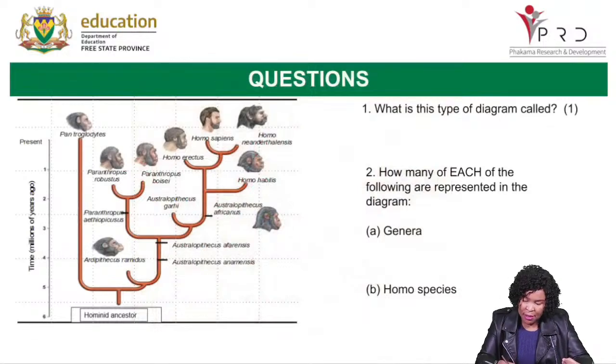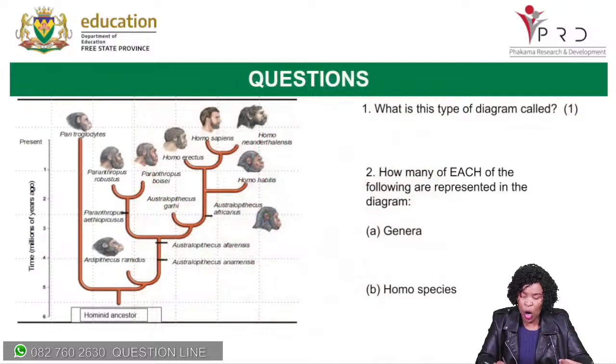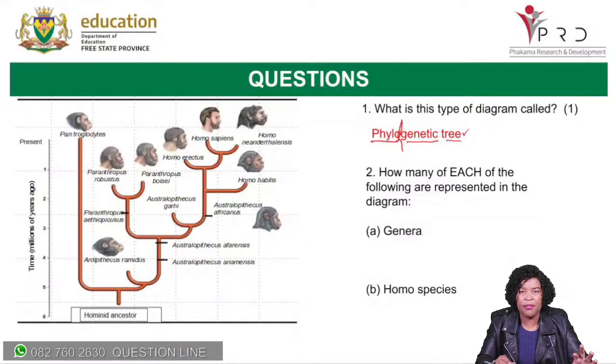Right. Question number 1. What is this type of diagram called? Everyone must be able to get this one right. It is called a phylogenetic tree. Remember, you must separate the words if it's too long. Phylogenetic tree. Don't write anything else. Check phylo, it is with a PHY.